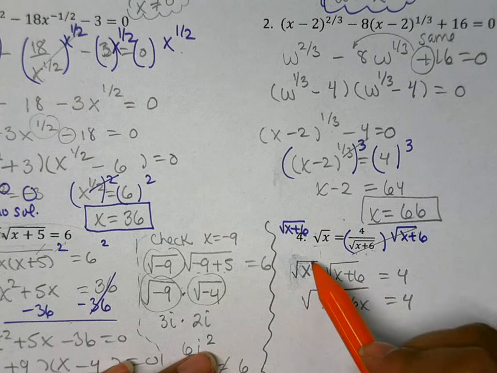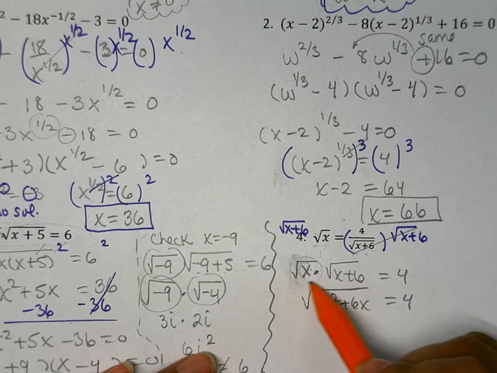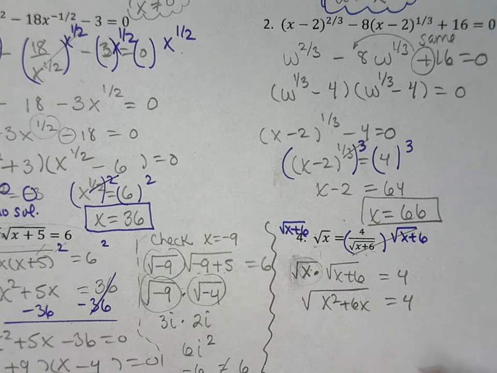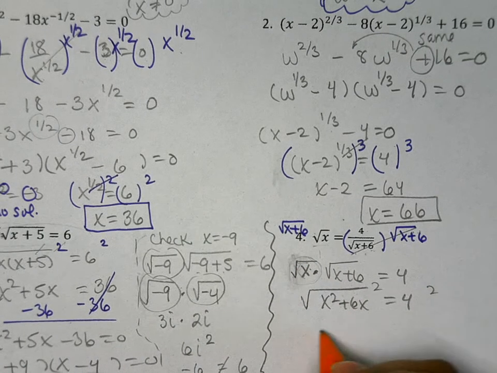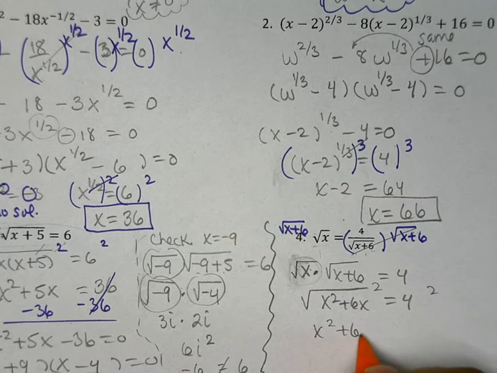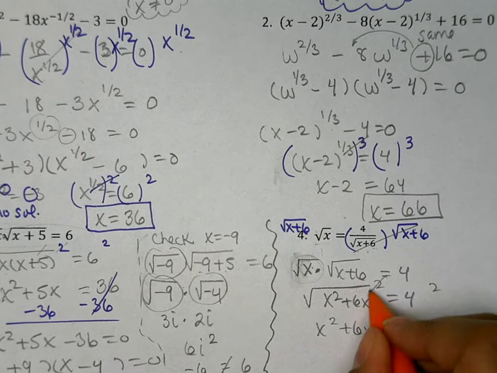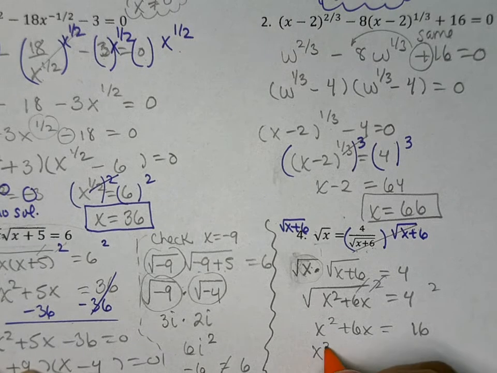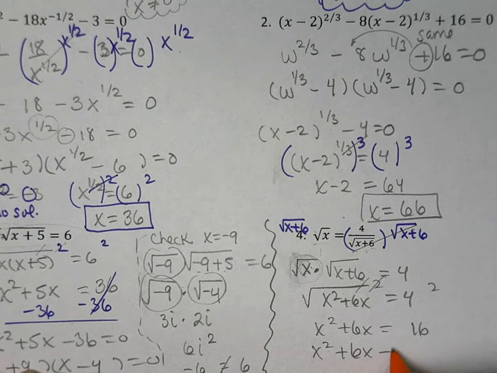So the question that you asked earlier, in this case, can we know that no negatives are going to work? Yes, because you have the square root of x right there. All right, square both sides. X squared plus 6x equals 16. Subtract over and factor.